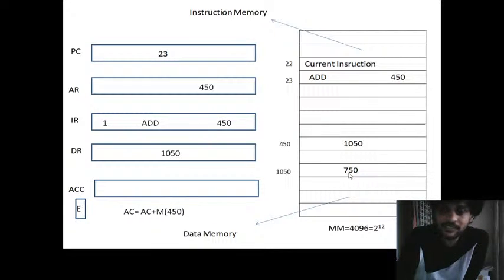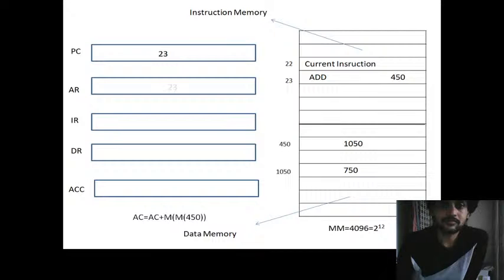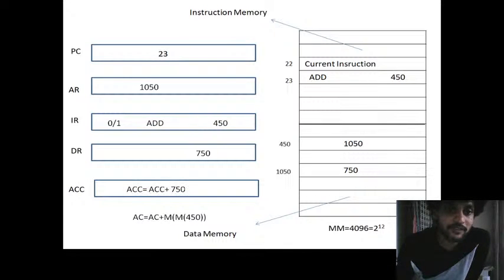So for this reason, this 1050 will get transferred to the address register again. Under 1050 there is 750, and that will get transferred to the data register. Finally, accumulator is equal to accumulator plus 750. Okay, let us once again stay focused.